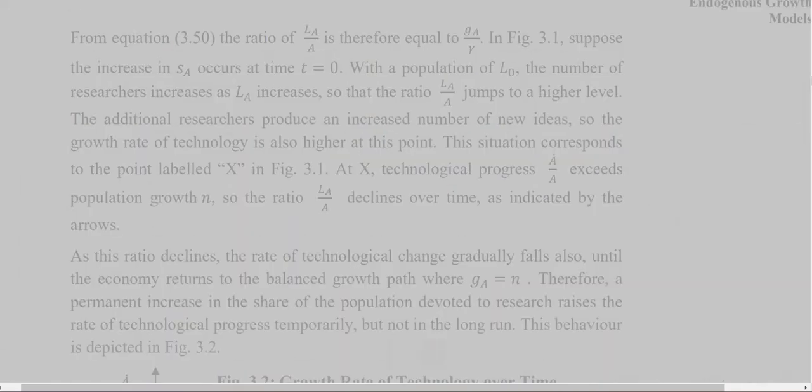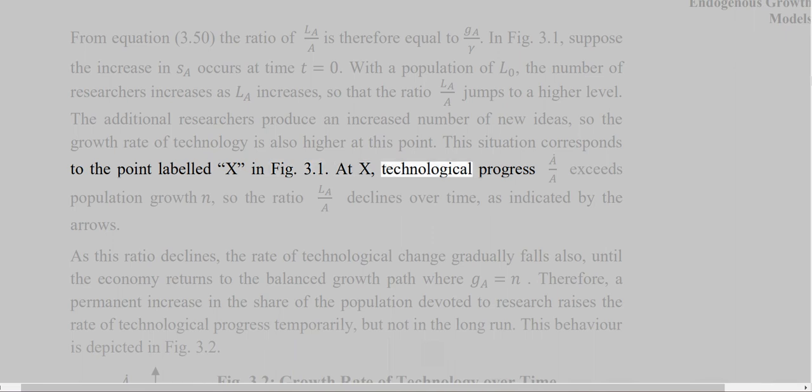Endogenous growth models. From equation 3.50, the ratio of is therefore equal to. In figure 3.1, suppose the increase in occurs at time equals 0. With a population of, the number of researchers increases as increases, so that the ratio jumps to a higher level. The additional researchers produce an increased number of new ideas, so the growth rate of technology is also higher at this point. This situation corresponds to the point labeled X in figure 3.1.